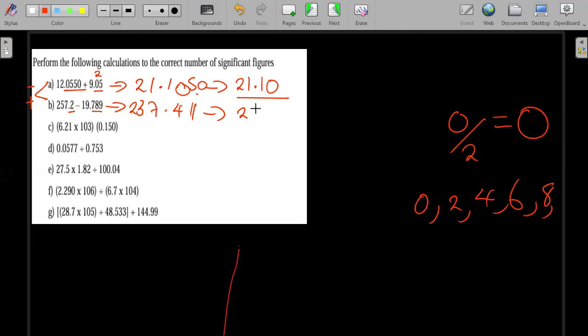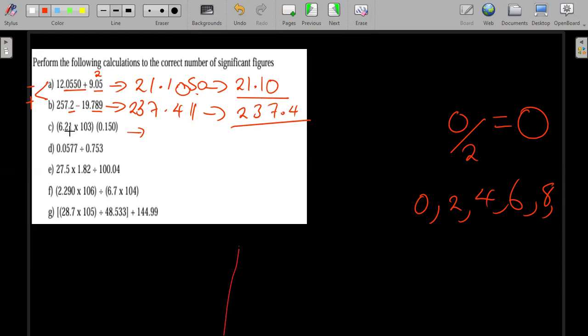So we have 237.4. We need to end where the 4 is. We have a 1 after it, and anything less than 5 has to be dropped. So in this case, that's our final answer. Let's go to the next one.